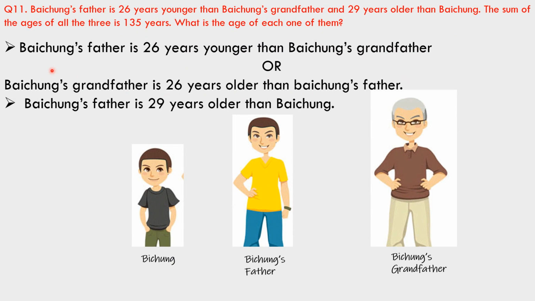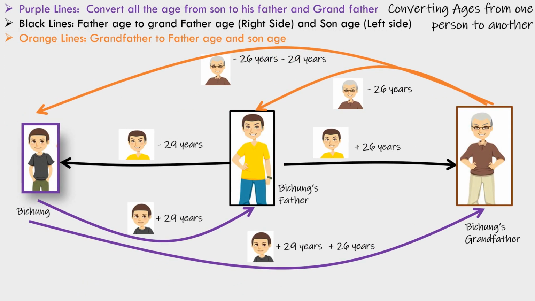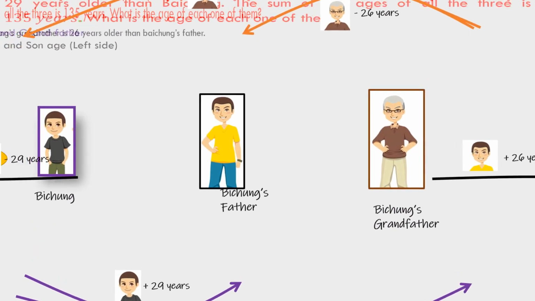Here we have three sentences. First is Baichung's father is 26 years younger than Baichung's grandfather. या हम ऐसे भी बोल सकते हैं Baichung's grandfather is 26 years older than Baichung's father. Second is Baichung's father is 29 years older than Baichung. यहाँ फिगर में दिया हुआ है एक एज से दूसरे एज में कैसे जा सकते हैं.